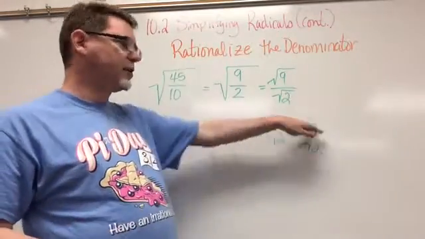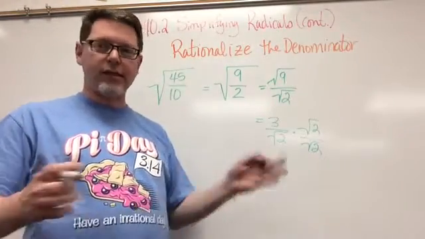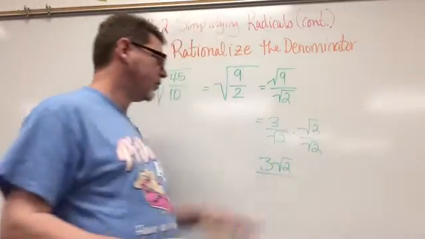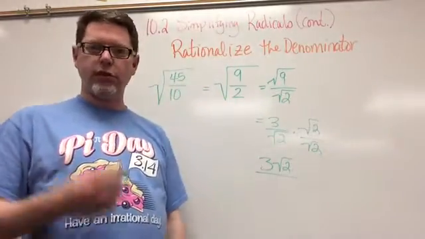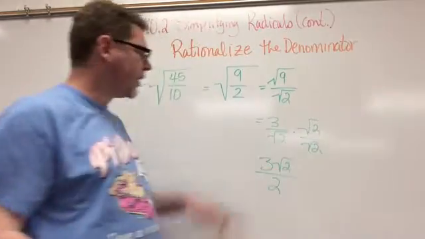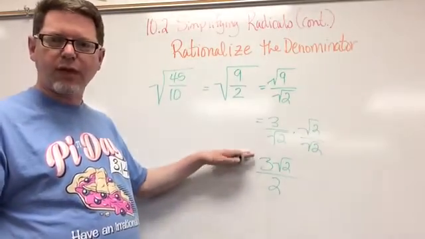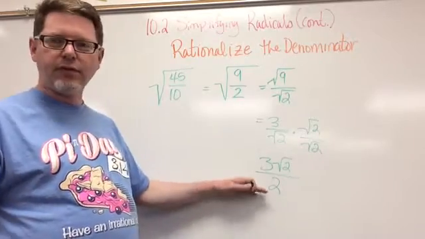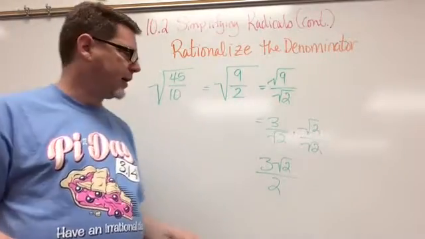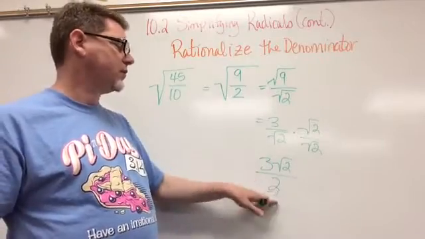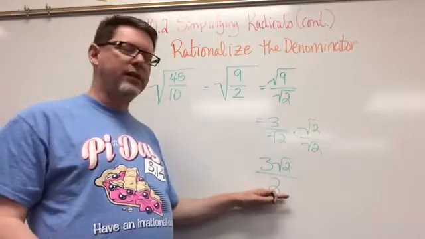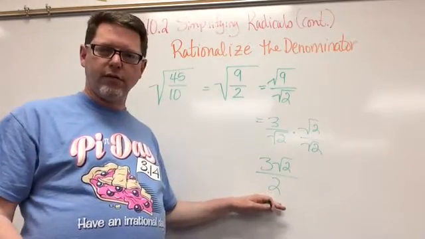And so 3 times the square root of 2 is just that. It's 3 times the square root of 2 over, what's the square root of 2 times the square root of 2? 2. So now I have 3 over 2, and those are both rational numbers. Those are both integers. Can I simplify 3 over 2? No, I can't do anything else to that, so I just leave it like it is, 3 times the square root of 2 over 2. So the square root of 45 over 10 simplifies to 3 times the square root of 2 over 2.